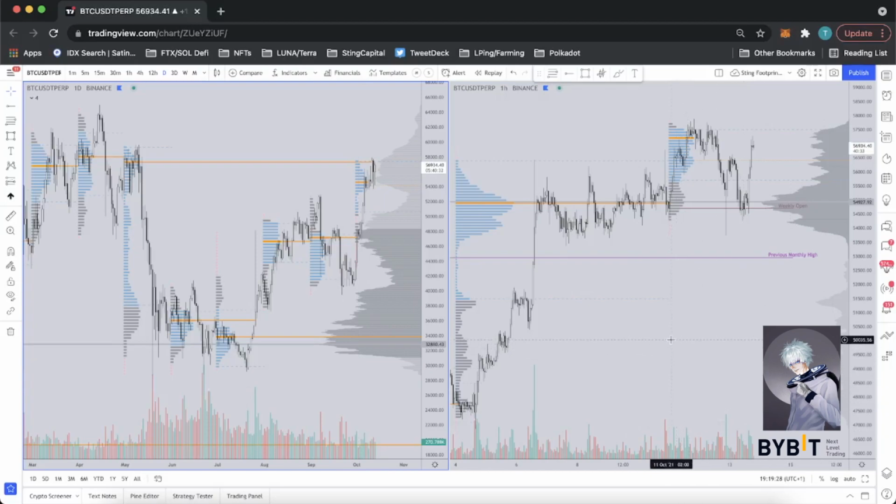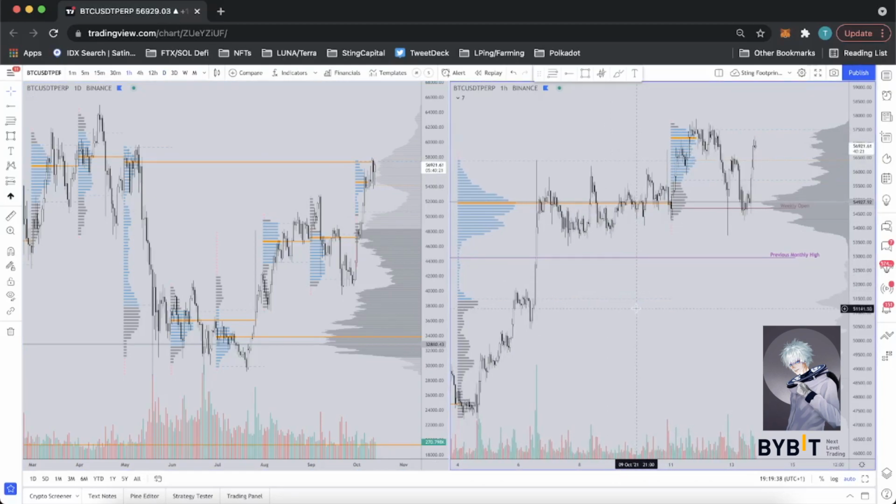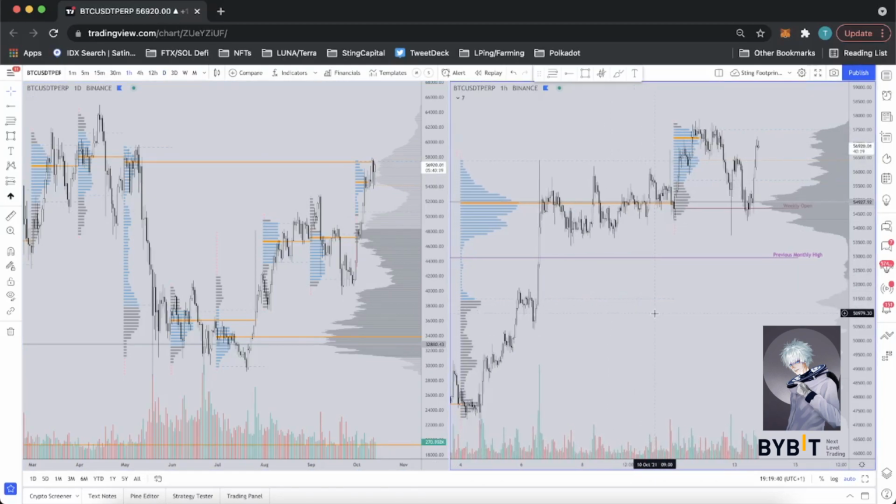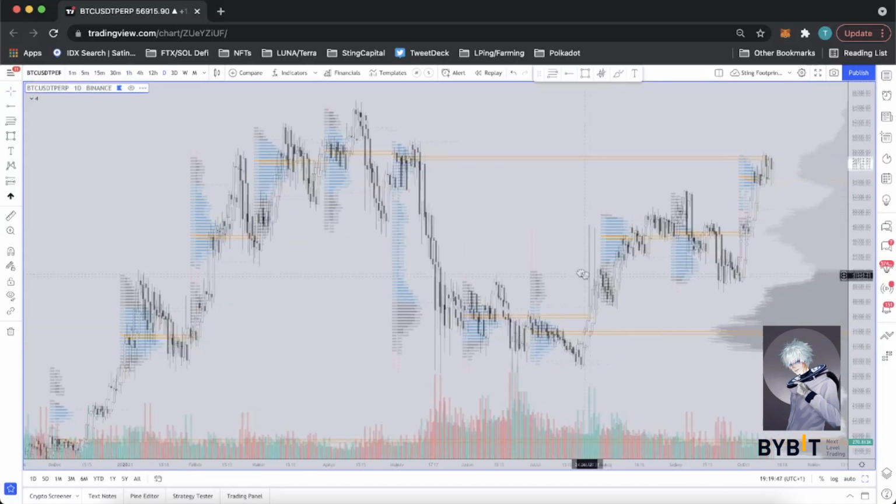So basically I have two charts up. One on the left is a daily BTC chart with a monthly space time profile. And the right hand side is an hourly BTC chart with a weekly space time profile. So we're basically just going to start by talking about what is market profile, what is the space time profile, and how do they differ. So we're going to start with this daily chart right here.